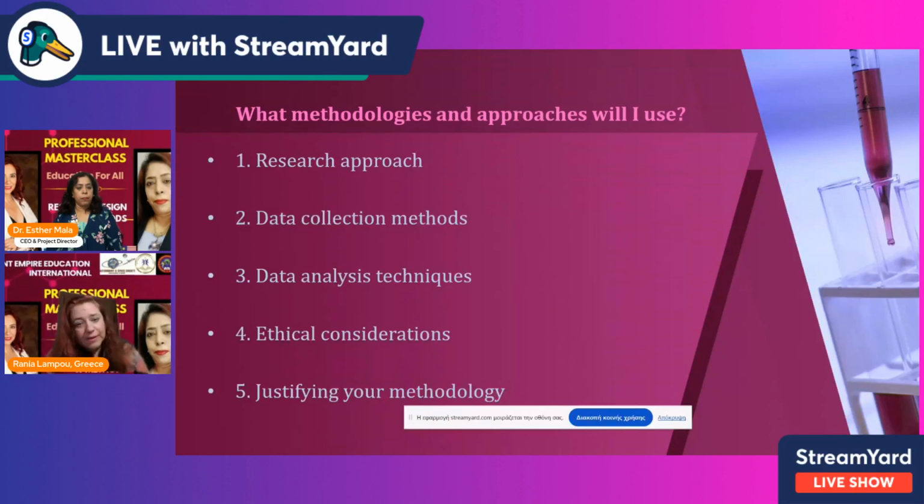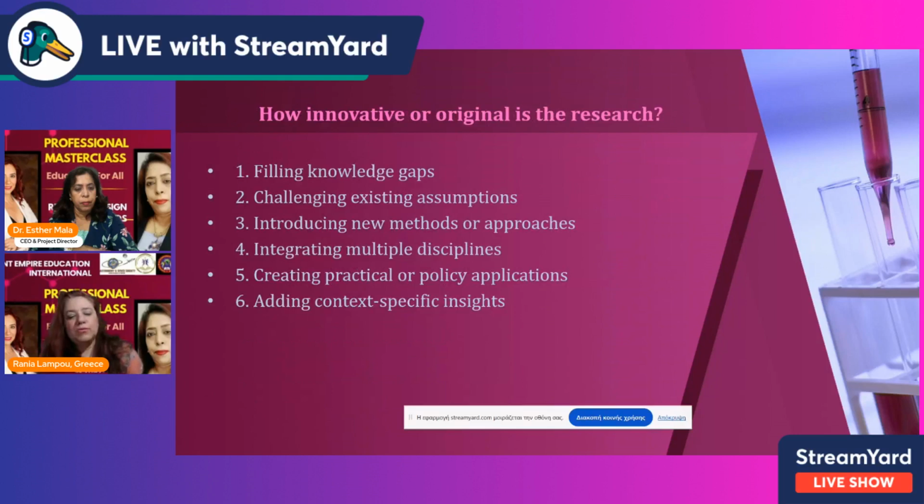The data collection methods: surveys, questionnaires, observations, secondary data analysis, experiments; the data analysis techniques; and the ethical considerations, if you obtain consent from participants, if you ensure privacy and data security, if you report findings honestly and transparently. And justify your methodology, explain why your chosen approach is suitable for your research question. Then you need to mention how innovative or original is your research.